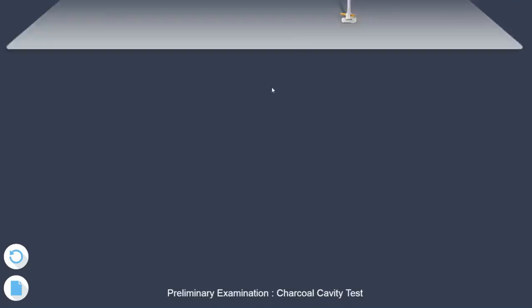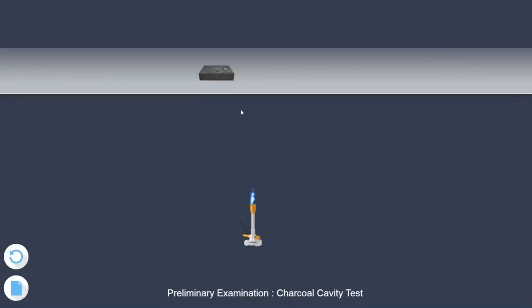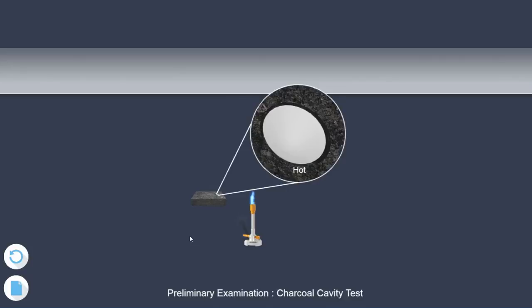Perform the charcoal cavity test. Take the charcoal block. It is filled with 0.2 gram of salt and 0.5 gram of anhydrous sodium carbonate in a freshly bored hole. Now bring it to the flame and heat the cavity with the bent flame and observe. Here, there is no change in color of salt.